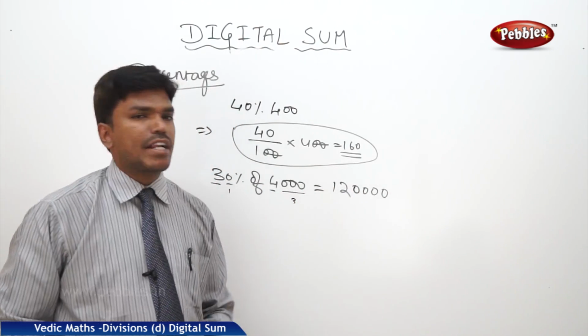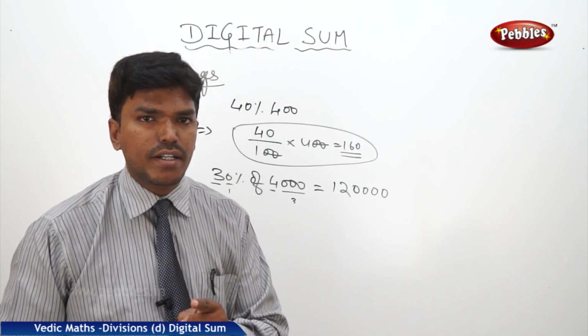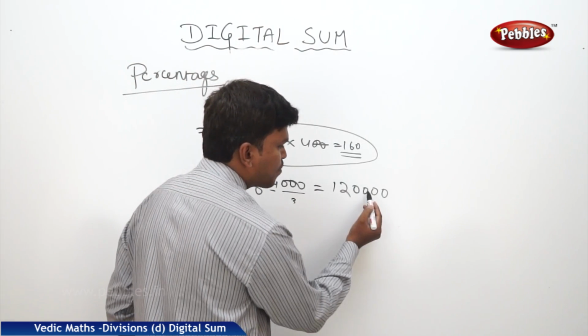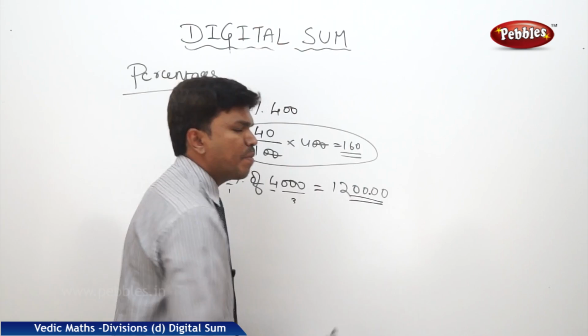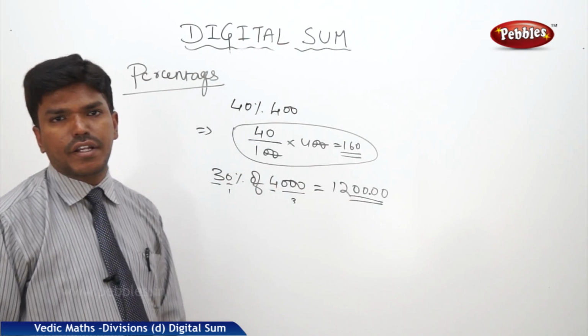I got 1,20,000. But here, percent means by 100. So if I divide this number by 100, what will I do? I will just put a decimal point after 2 digits from right. This will be my answer. So 30% of 4,000 is 1,200.